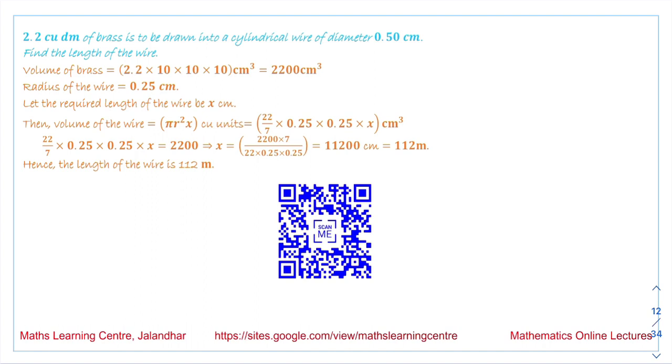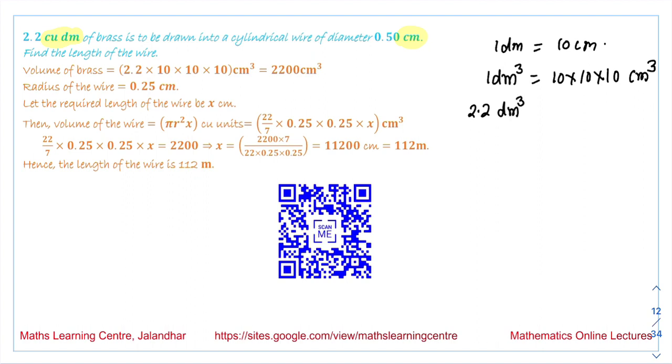So over here the units are cubic decimeter and over here the units are centimeter. So we convert the decimeters to centimeters. What we know is that 1 decimeter is equal to 10 centimeter. So 1 decimeter cube will be equal to 10 into 10 into 10 centimeter cube. Now we have 2.2 decimeter cube, so the answer we get is 2.2 into 1000, that is equal to 2200 centimeter cube.